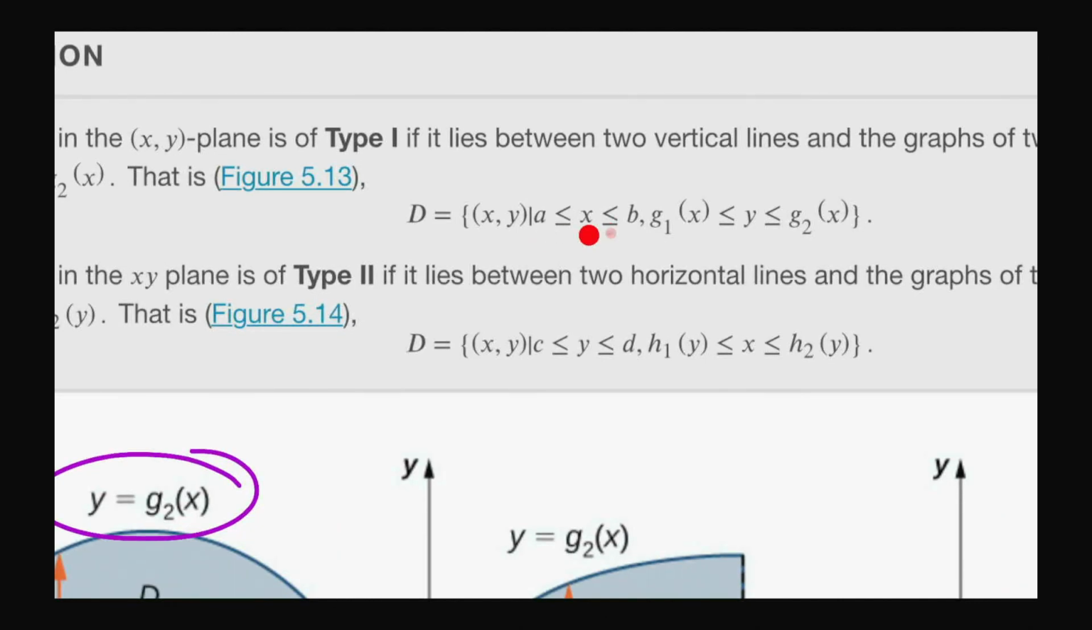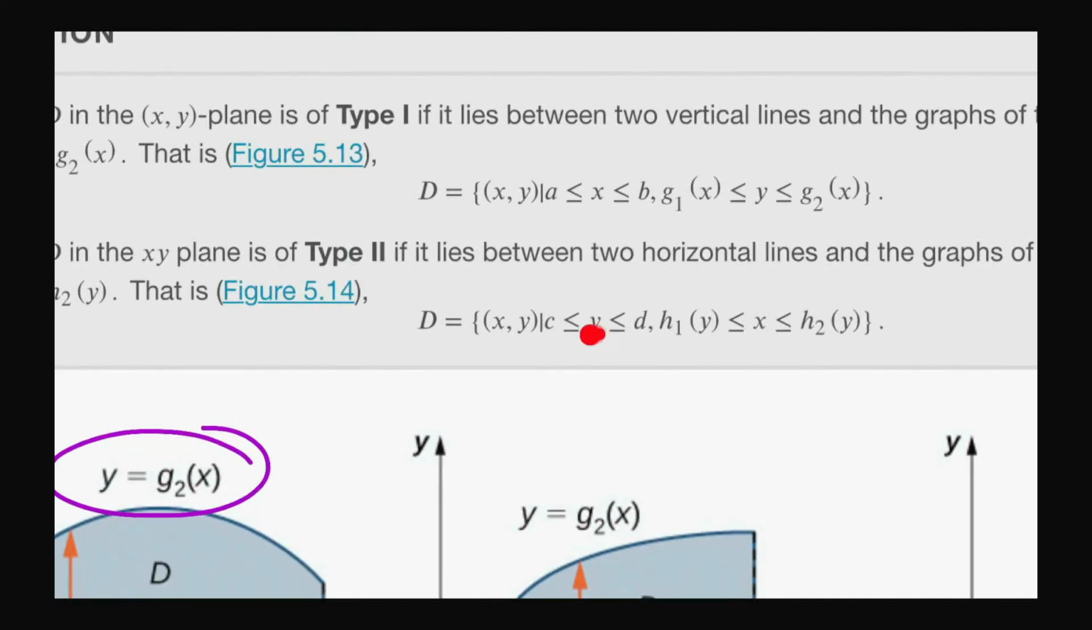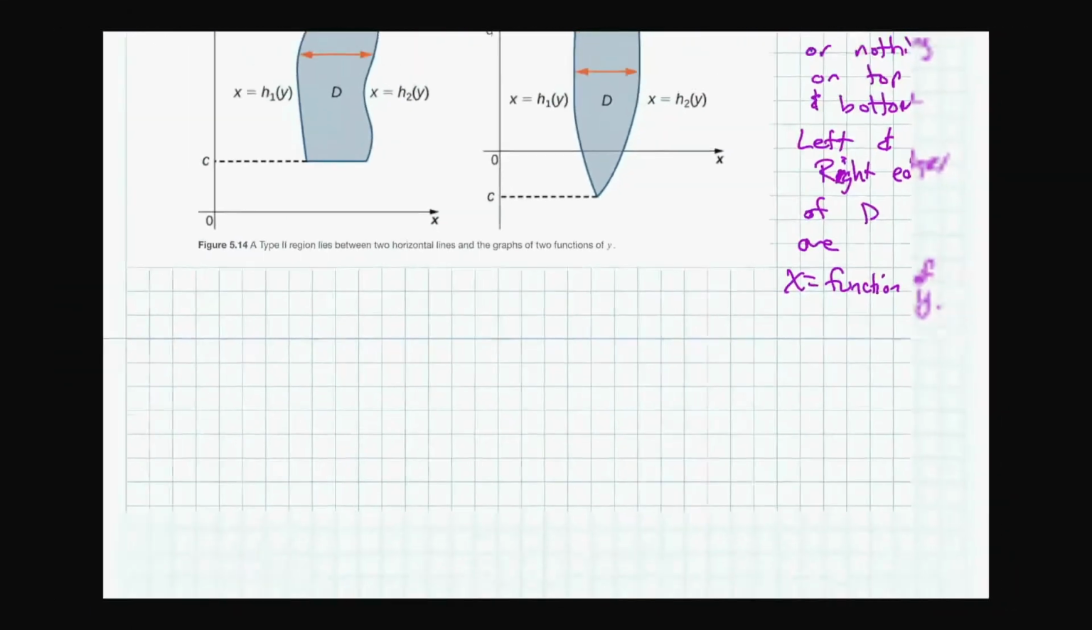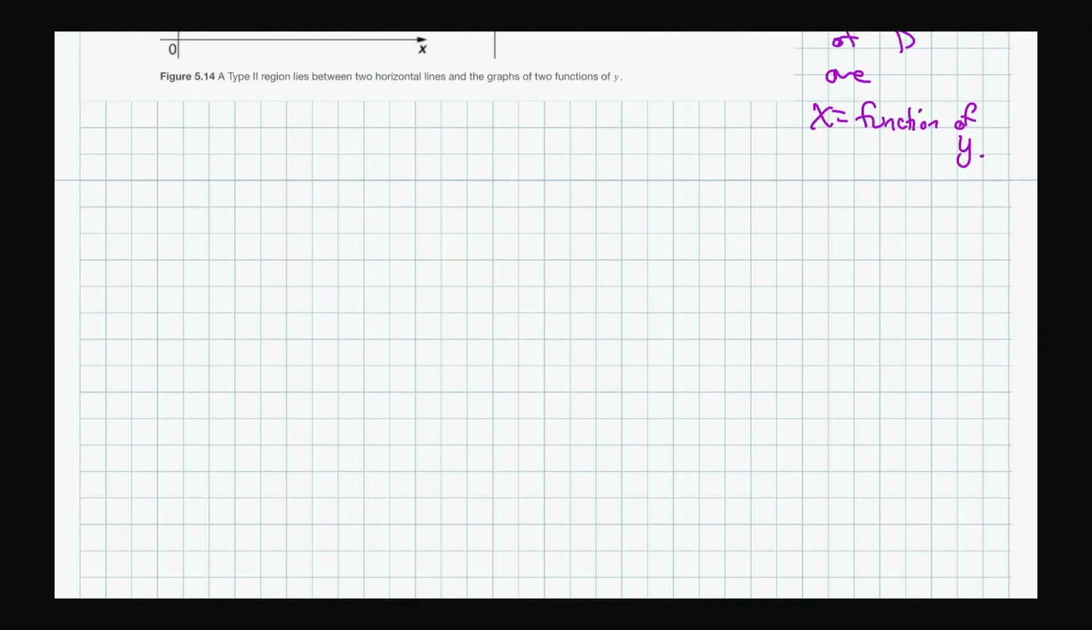So x is between constants, y is between functions in the type 1. Type 2, y is in between constants, and x is between functions. So simply what you see in the pictures and what I wrote, and also what I wrote is pretty much their definition as well. So those are those regions.